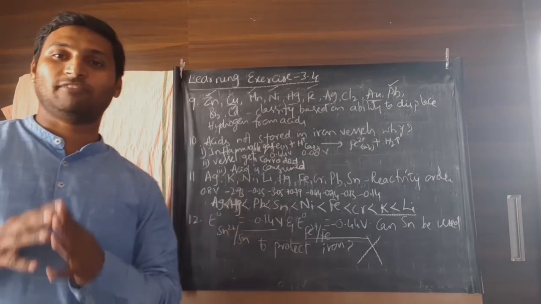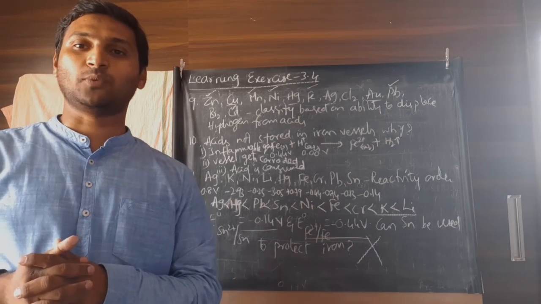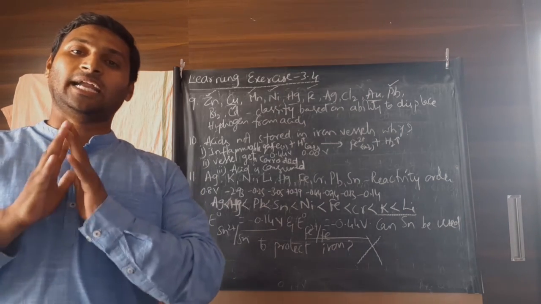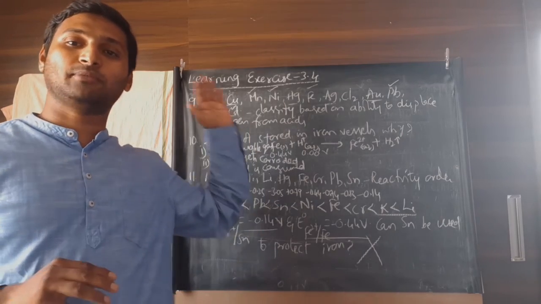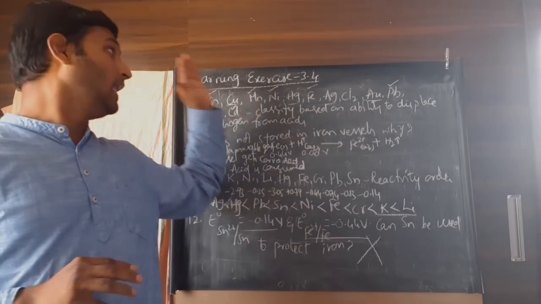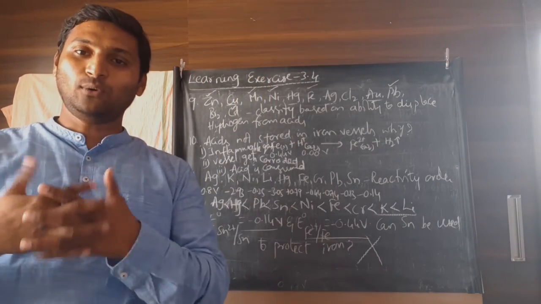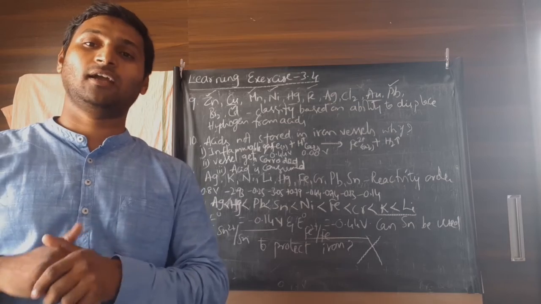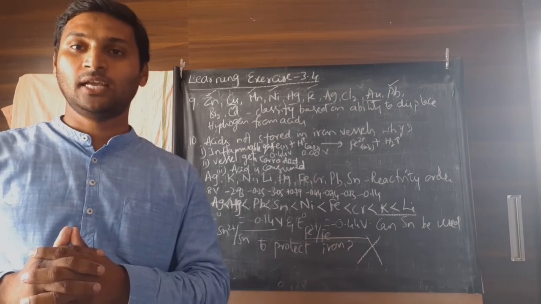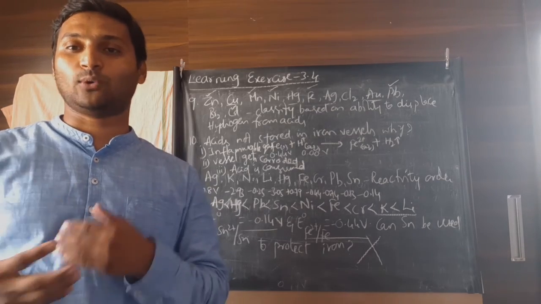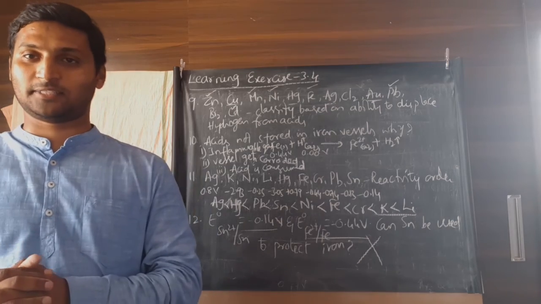So children, as you have noticed, we have done this session for almost 1 hour 20 minutes. In this entire session we have discussed the electrochemical series and its applications, apart from solving all the 12 questions of learning exercise 3.4. Now, next session we will be having tougher numericals in terms of Nernst equations. What is the Nernst equation, how it is solved, and why we have to discuss it, we will discuss in the next class.